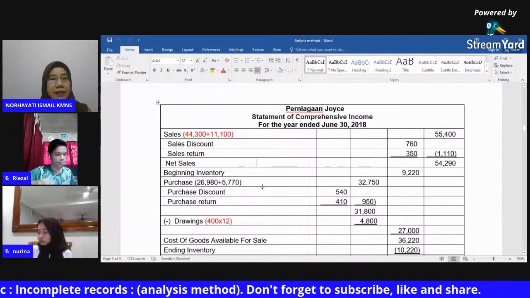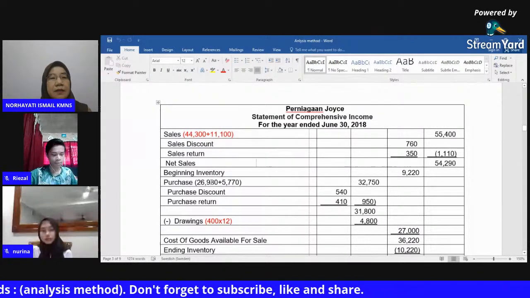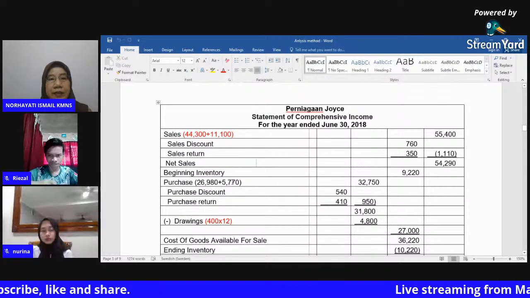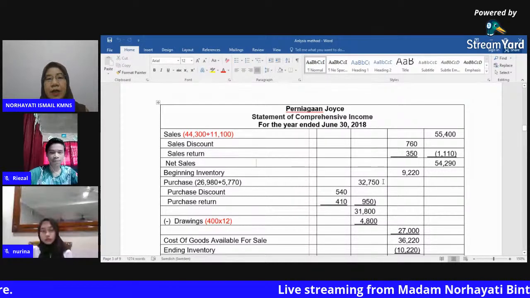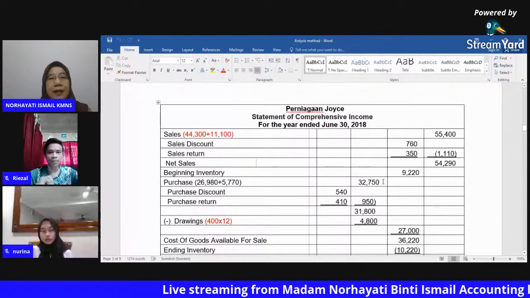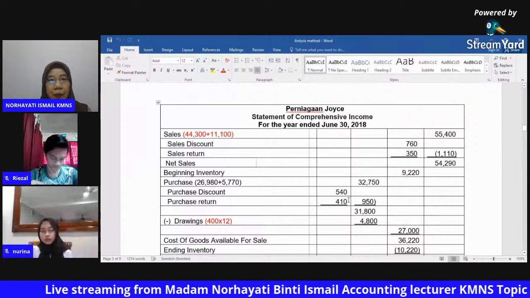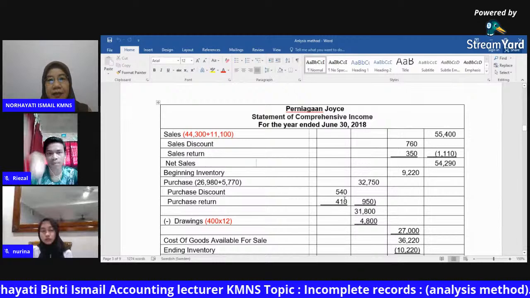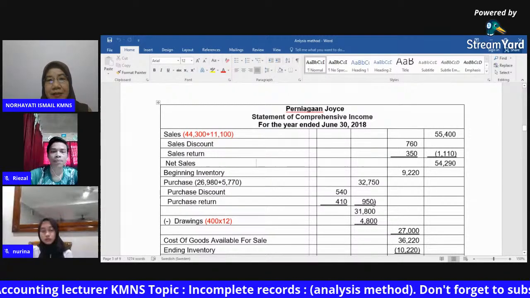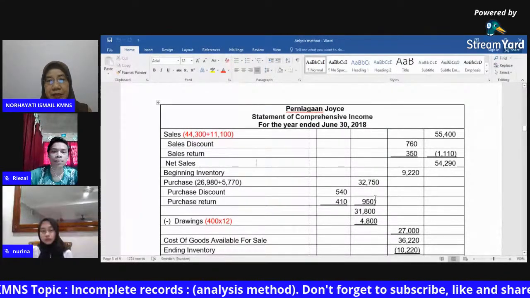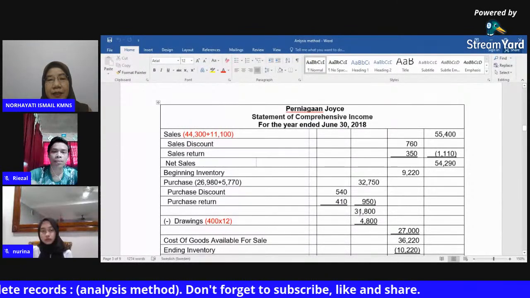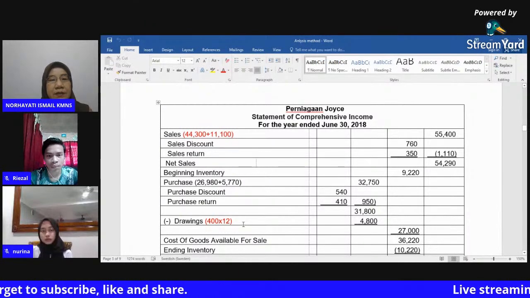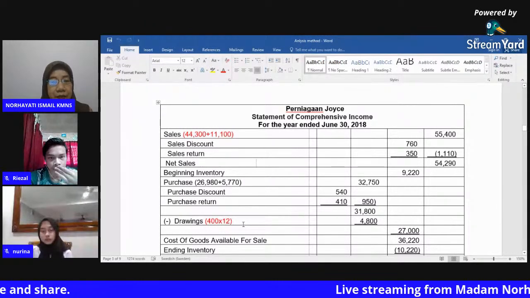So this is the purchase. The total cash purchase plus purchase on credit is 32,750, less purchase discount 540, less purchase return 410, and this is the total that you have to less 950. Then you got the total 31,800, and less drawing for inventory.